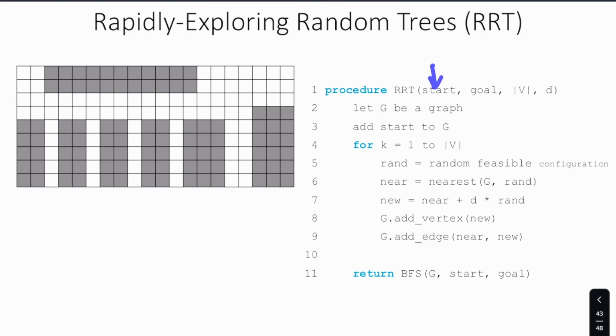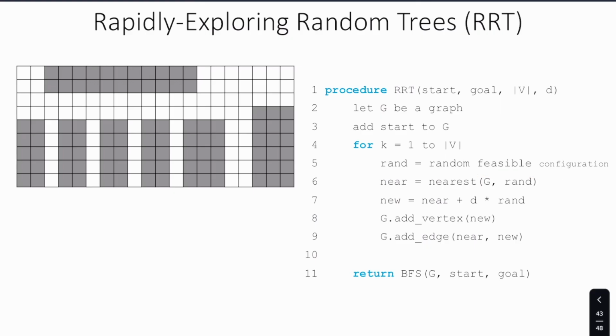So you're given a start and a goal. You're given a total number of vertices that you're allowed to create in a graph, and a distance between vertices. But then this algorithm, instead of taking a graph, will construct the graph essentially. It still needs some way to know which cells are occupied or not, though. And that comes into play here on the first step inside the loop.